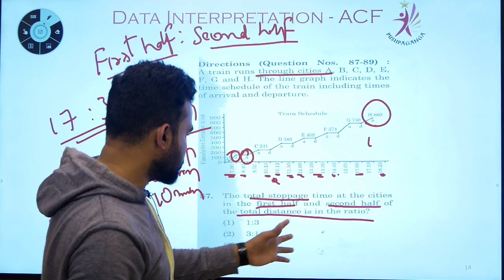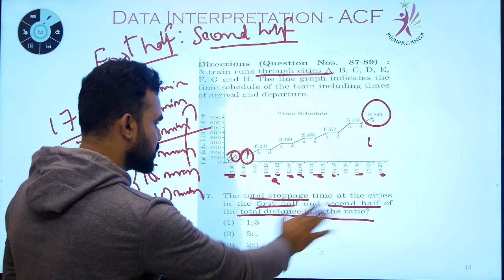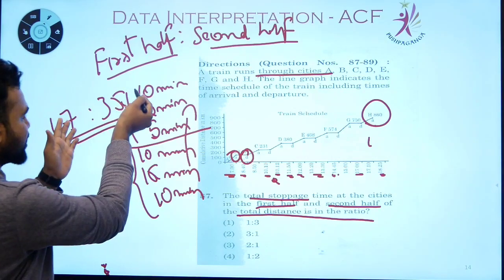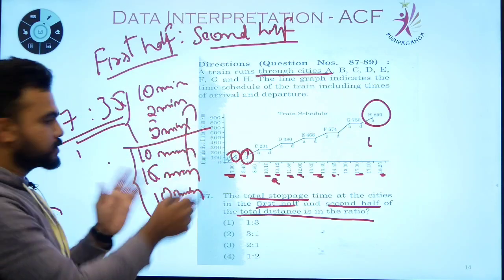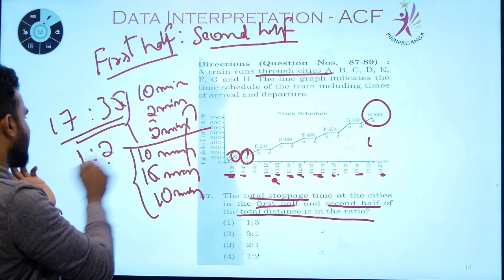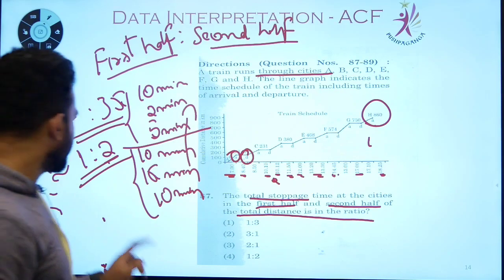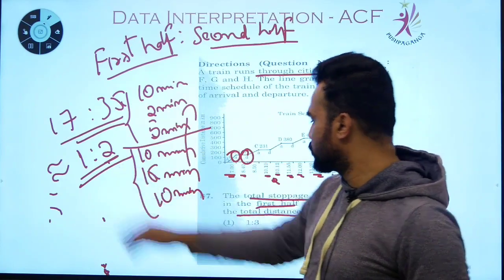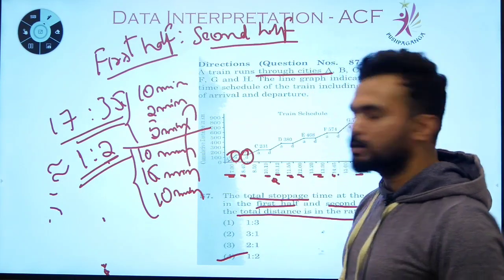So the first half and second half are in a ratio. Now, we cannot get an exact ratio. 17 ones are 17, twos are 34. So 17 twos are 34. We can get an approximation of 1:2. We go with an approximation, 1:2. So the answer will be the fourth option, 1:2.